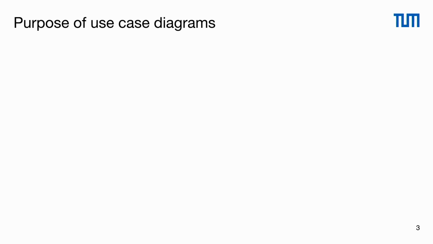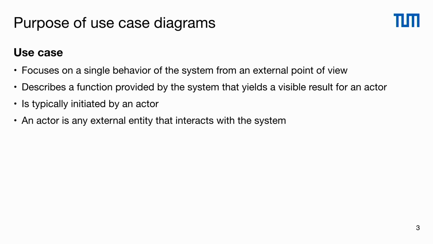Well, let's start with the definition of what a use case is. A use case focuses on the behavior of the system. It does so by having an external view onto the system. This external view or component is called an actor, which typically initializes the use cases. An actor is an external entity which can be a user, another system, or even the system's physical environment.